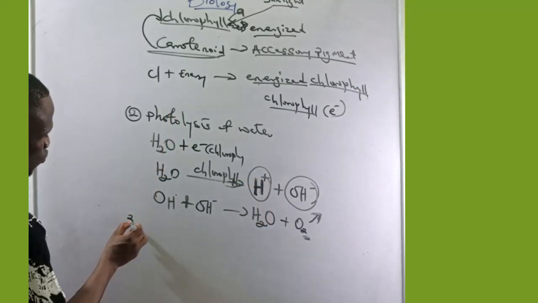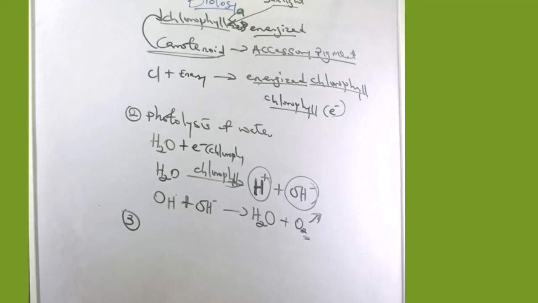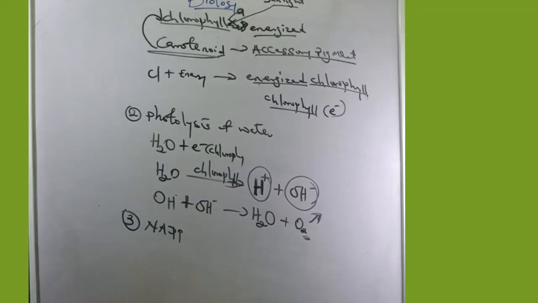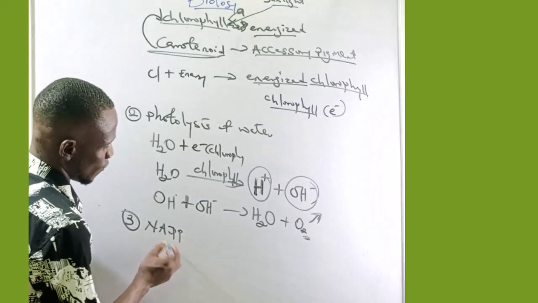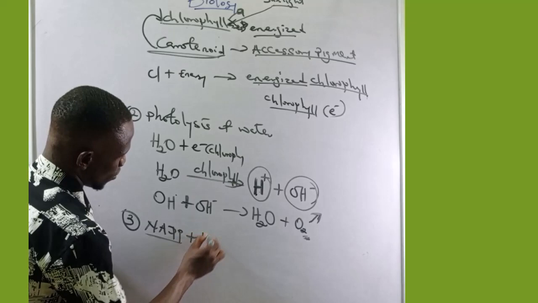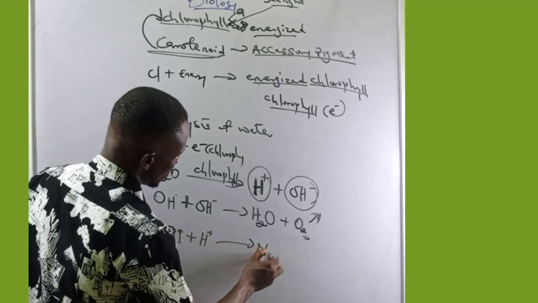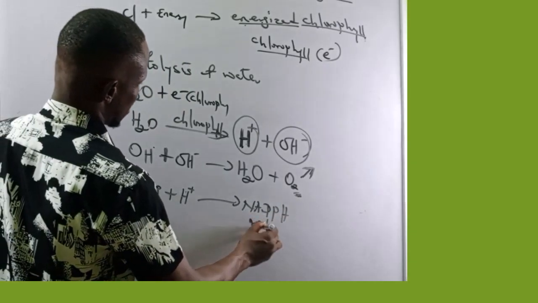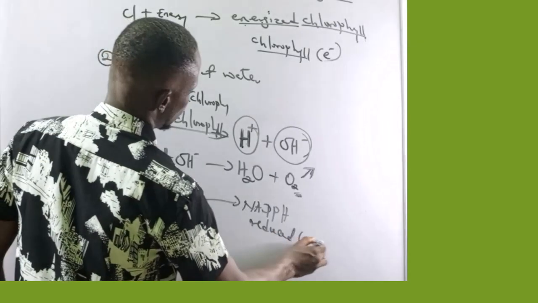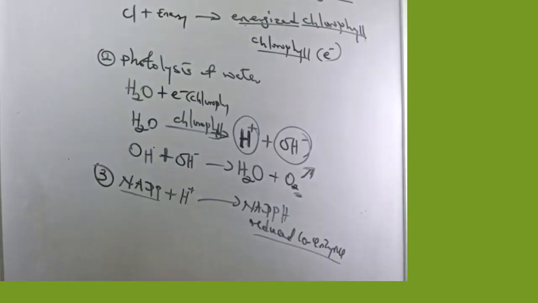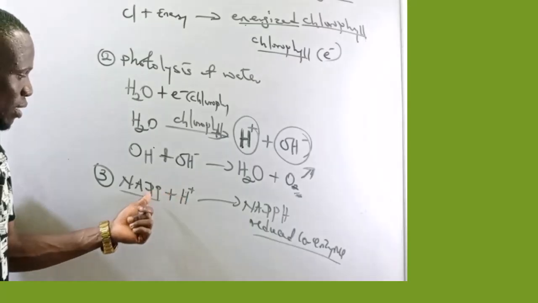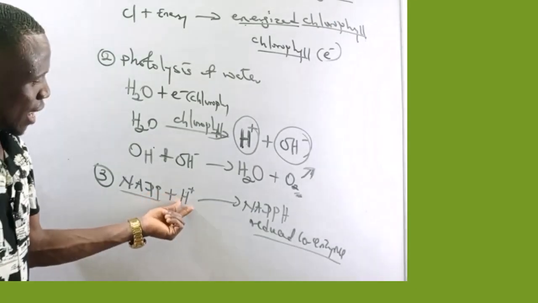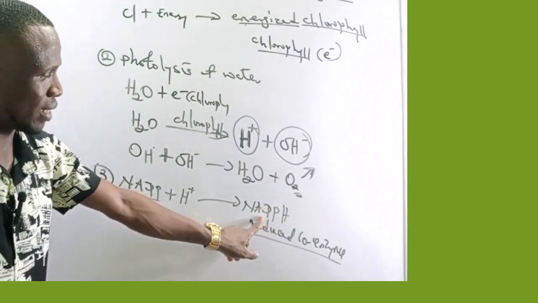The hydrogen ion will be taken in the third process by the coenzyme NADP. It will undergo some enzymatic reaction to convert this NADP, by addition of hydrogen ion, to NADPH, which is the reduced form of this coenzyme. So the NADP will take the hydrogen ion and become reduced as NADPH.